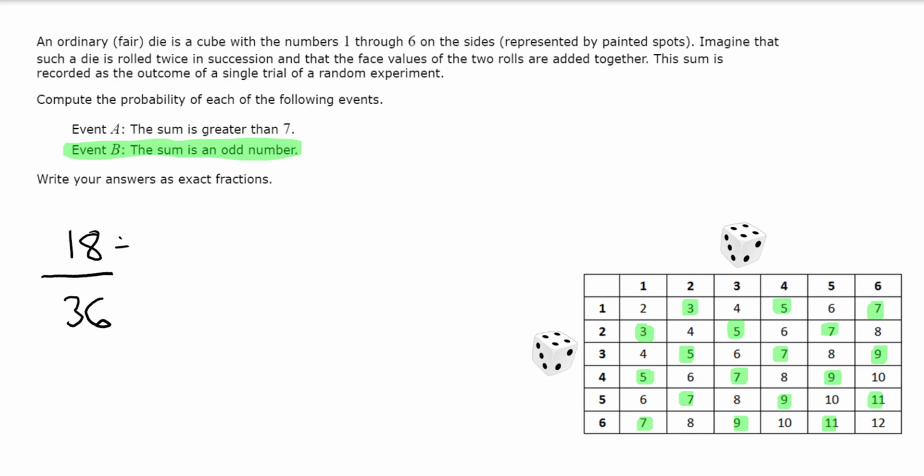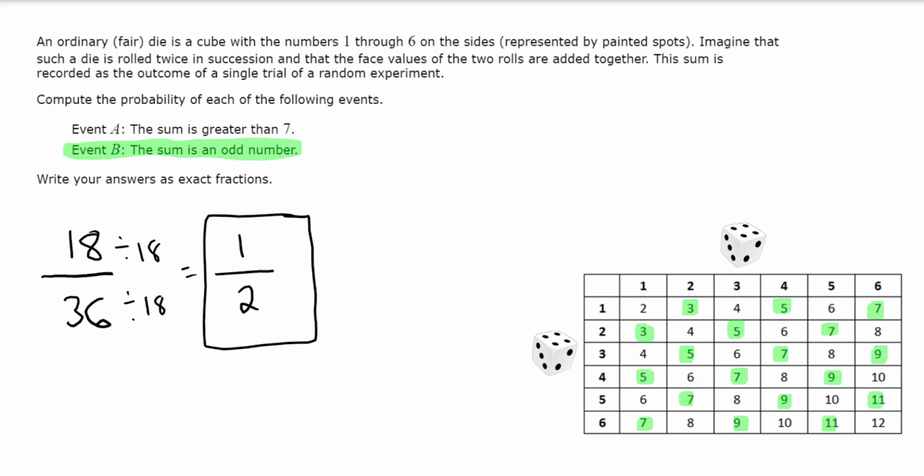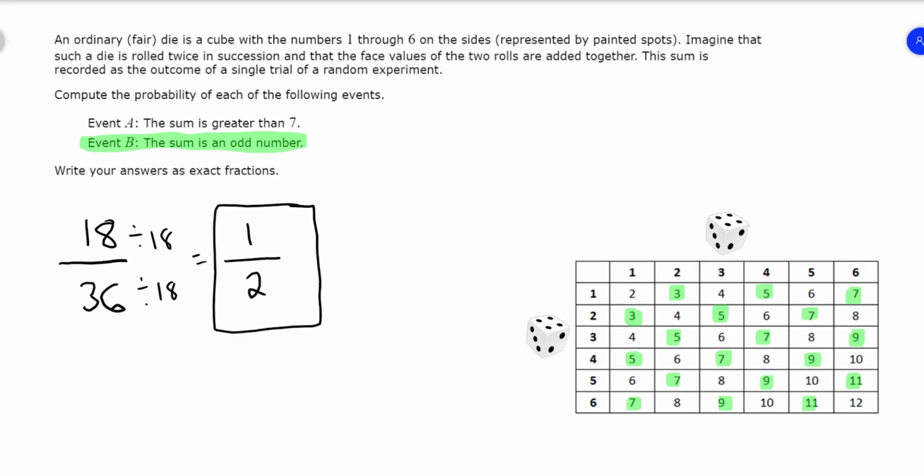I can see that the greatest common factor for 18 and 36 is 18. So if I divide them each by 18, I get 1 over 2. That means that the probability of event B, such that the sum is an odd number, will occur 1 out of 2 times, or half the amount of times. And that's my probability as an exact fraction.